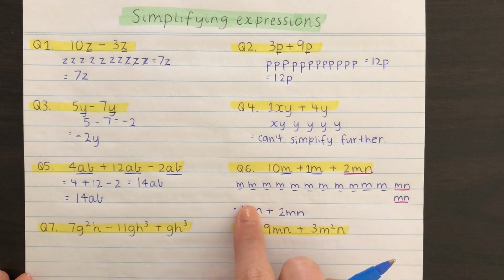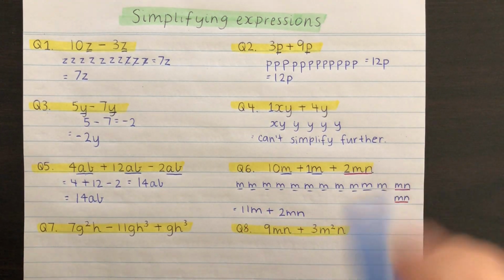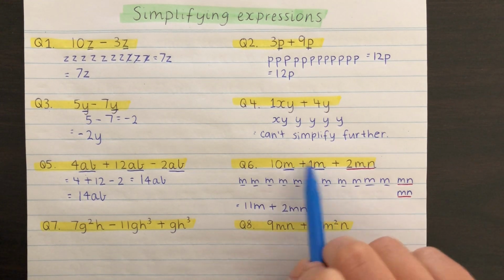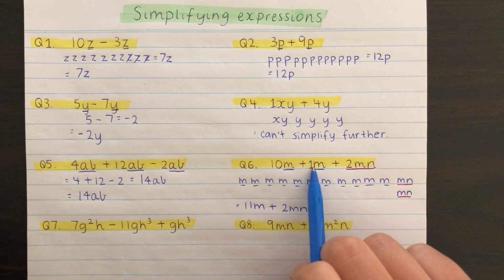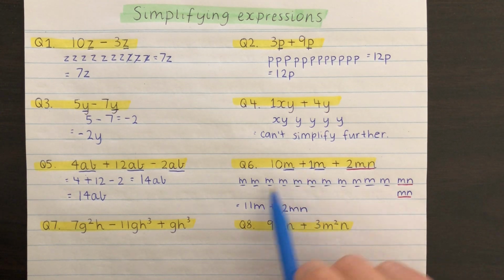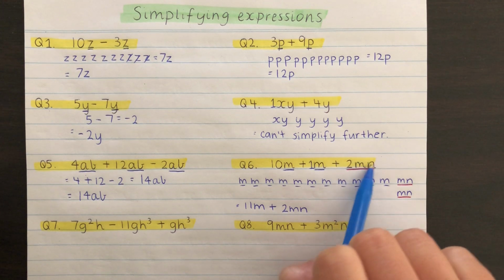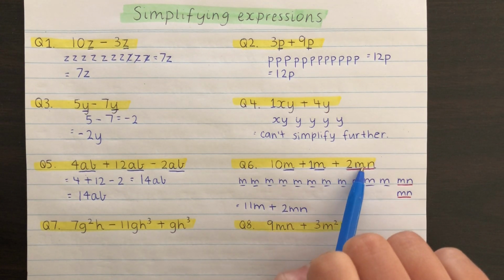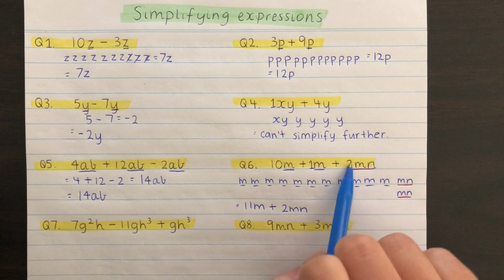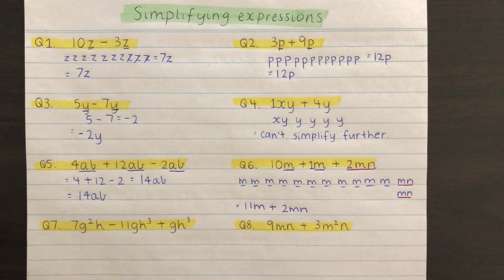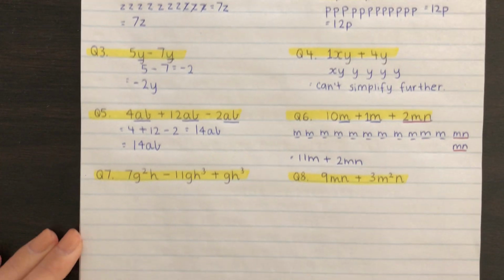So that's our answer. Now, alternatively, we could have got the answer by knowing that these two are like terms. So 10 plus 1 is 11, so 11M, and 2mn has no other like terms in the expression, so that just stays as it is by itself on the end. Okay? Question number 7.